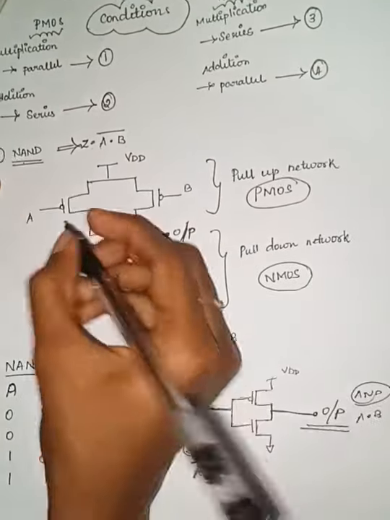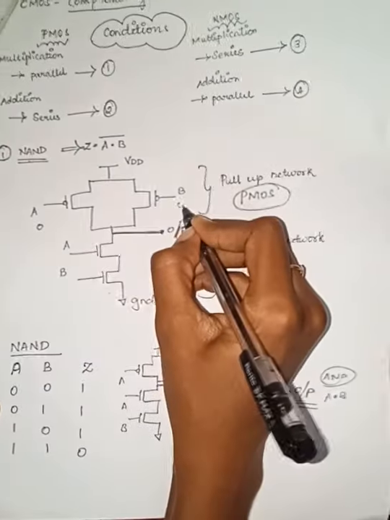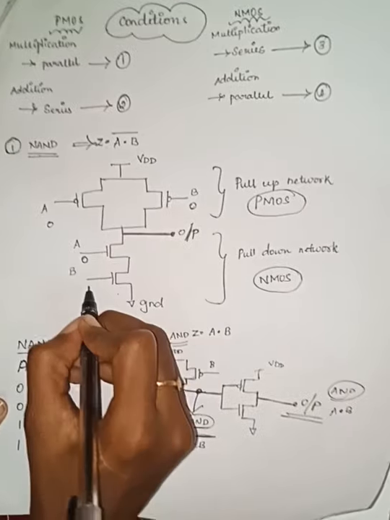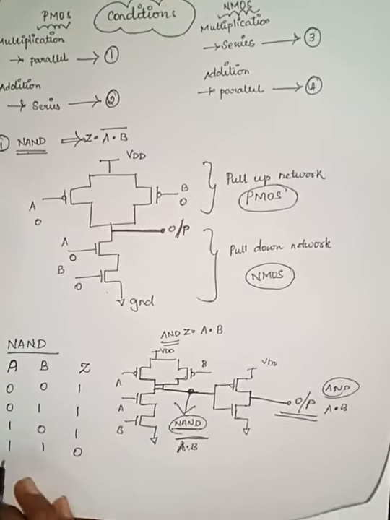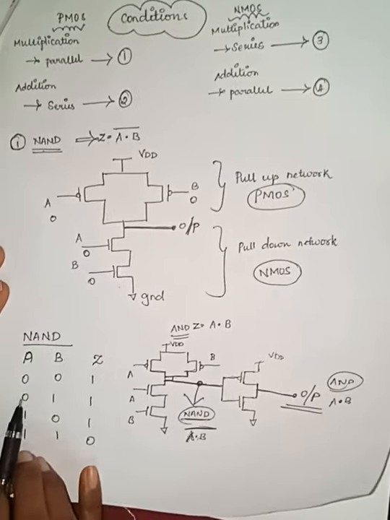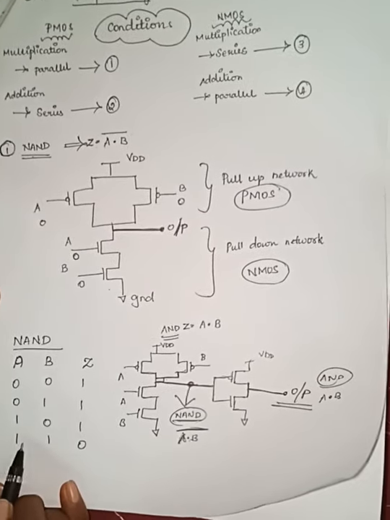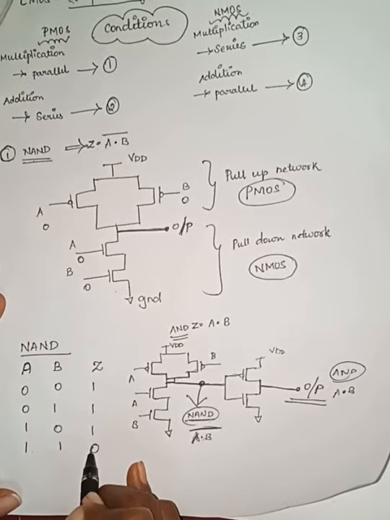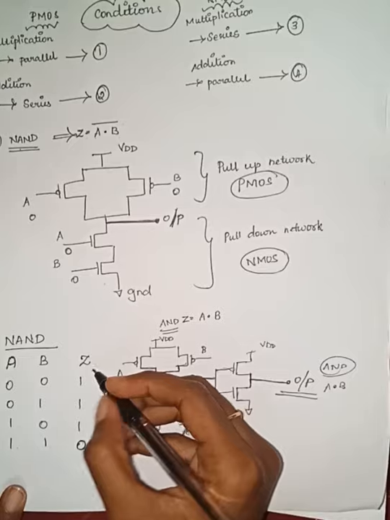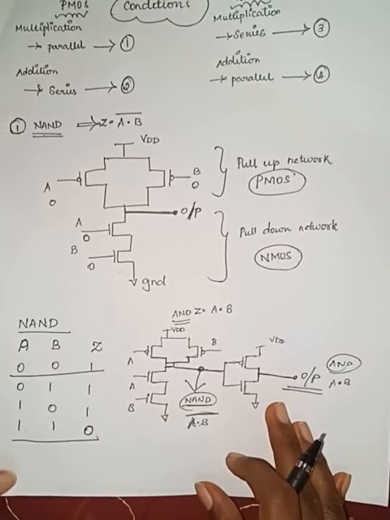First, when we are giving input A 0 and input B 0, same for NMOS, input A is 0, input B is 0. This is the truth table of NAND gate. When input A and B are 0, output is 1; 0, 1, output is 1; 1, 0, output is 1; for 1, 1, output is 0. So now let us see the connection, the working, how it works for 0, 0 and 1, 1.